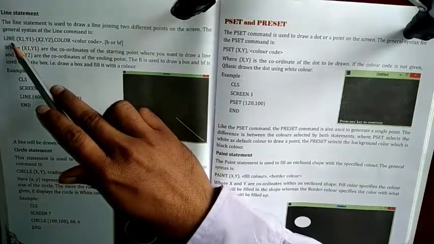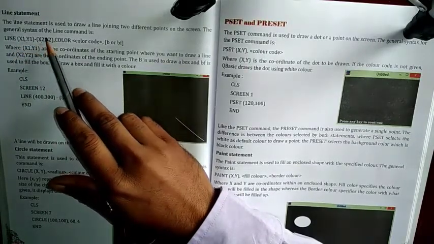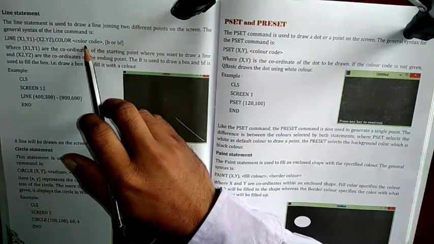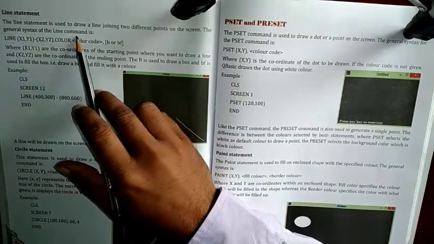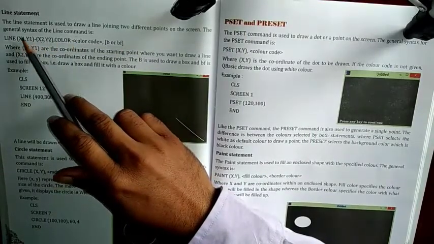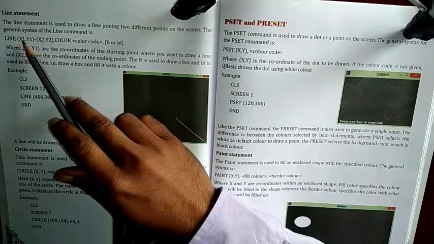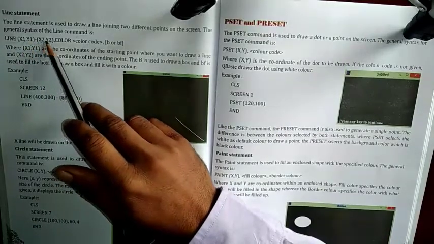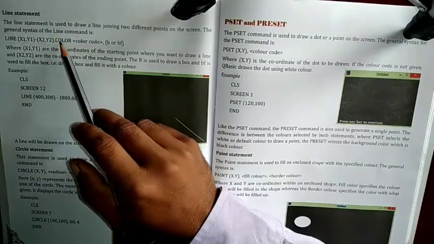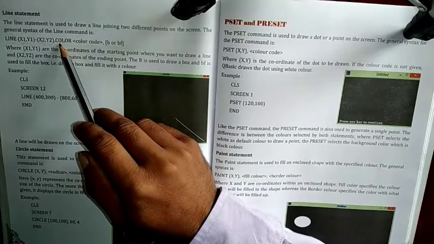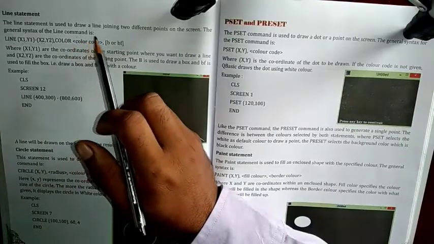Here first we write the line statement, then x1 y1 and x2 y2 and color, which is the color code, and then b or bf. So what does this syntax mean? This x1 y1 is the first coordinate, the starting point of the line, and then x2 y2 is the last point, the ending point, and this is the color statement code. With the help of the color code, you can generate lines of different colors.